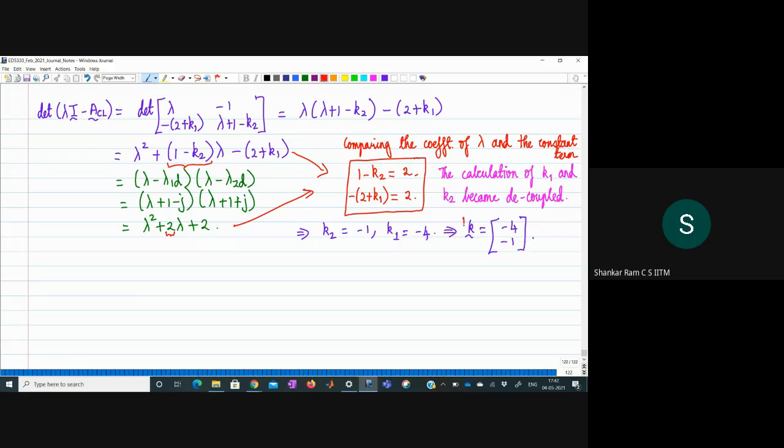I hope it is clear how this helps us, because we could decouple the calculation of the elements of the control gain. So that is a very, very important result. Okay. So what I'm going to leave you with as an exercise problem for today is to do another practice problem.